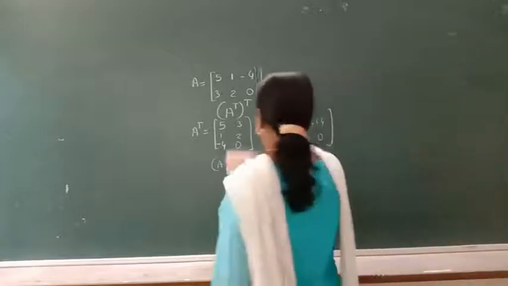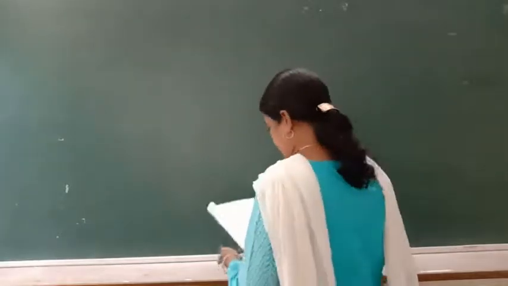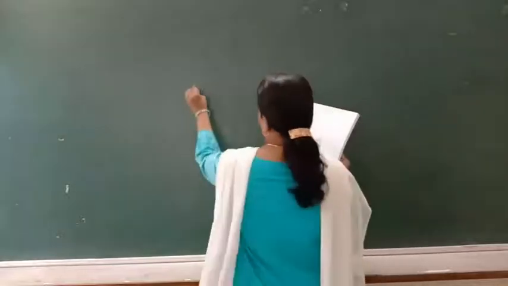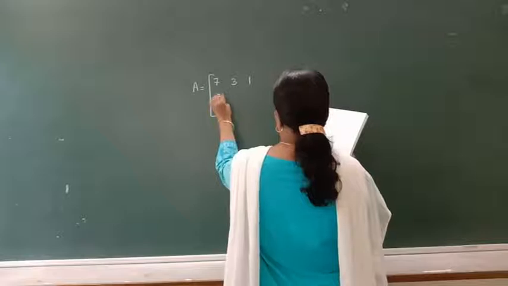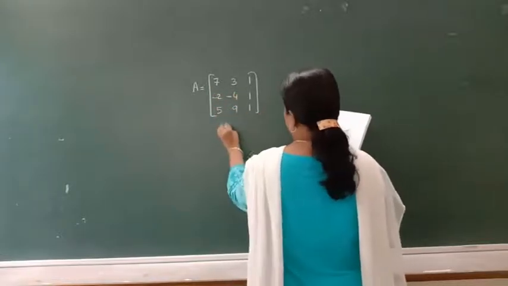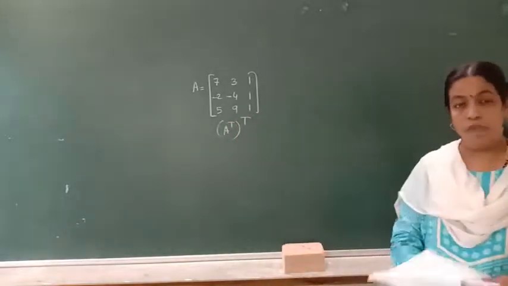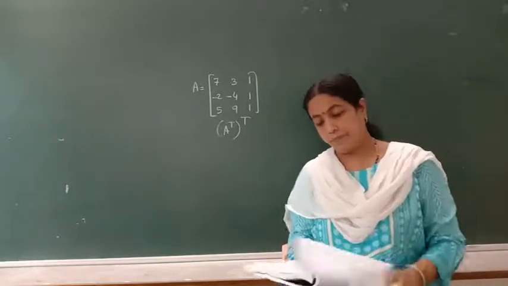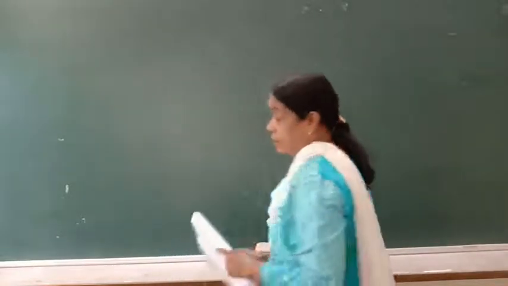Done. Next. Same here. Now this sum I will just write, you have to do it at home. A is equal to [7 3 1; -2 -4 1; 5 9 1]. You have to find the transpose of the transpose of A, that is the transpose of A. This is what you have to find. Now next, as it is an easy one of the same type, I am not going to explain it again.